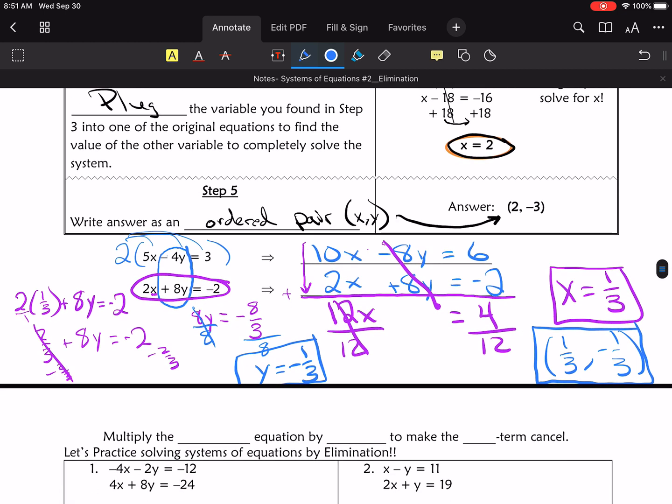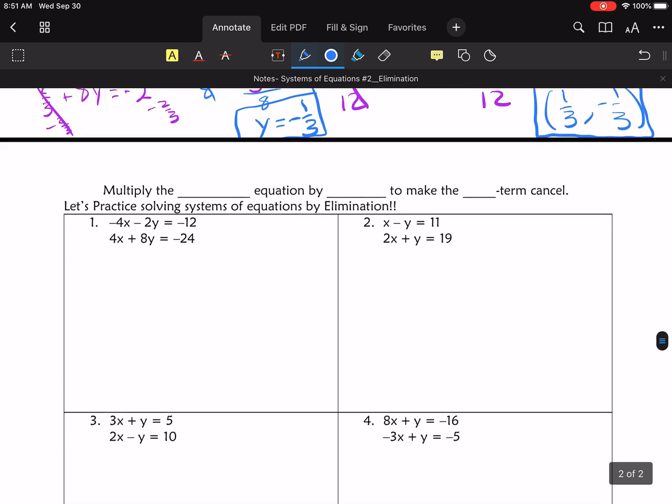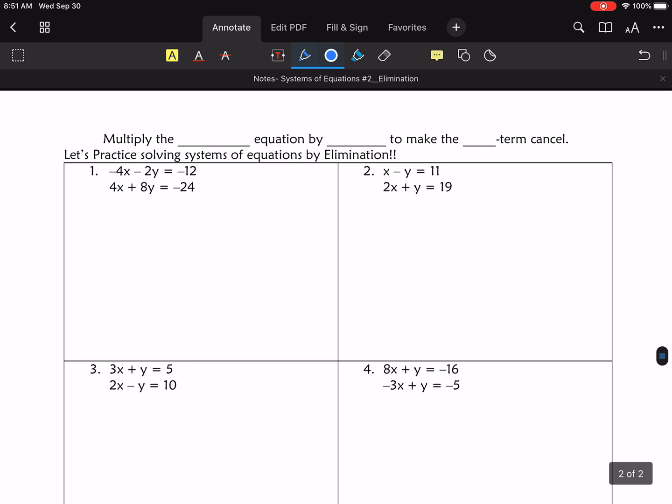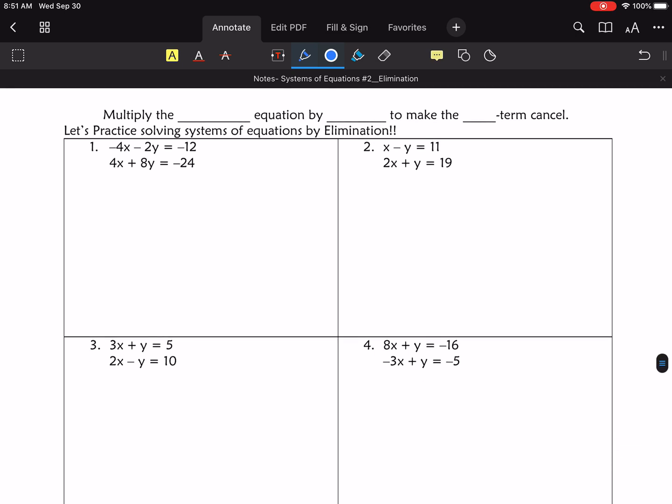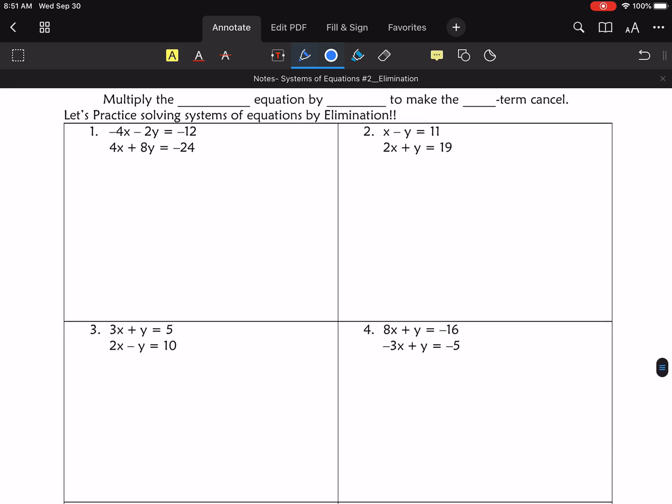Now, attached to these notes are a bunch of practice problems for you to try. Try some of them if you want, right? And bring your questions to class, and we'll kind of go through these problems together.